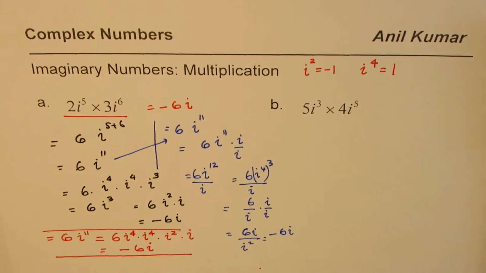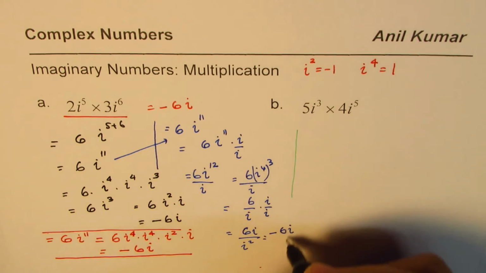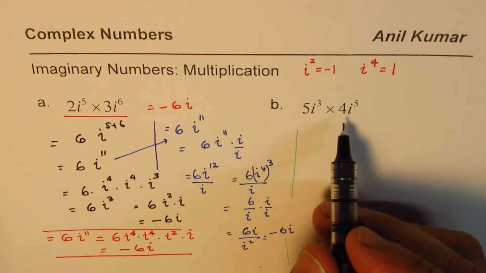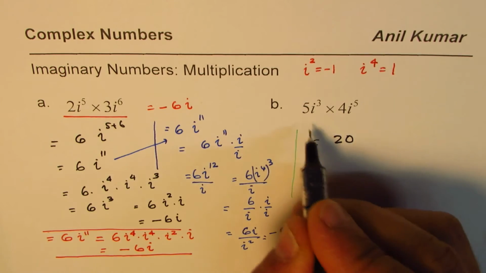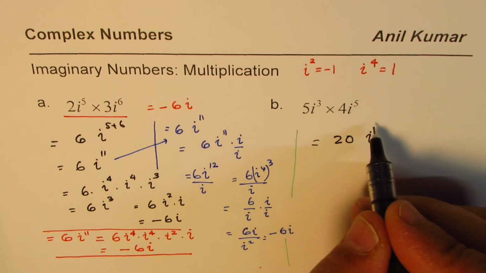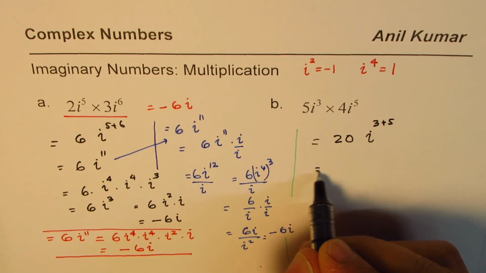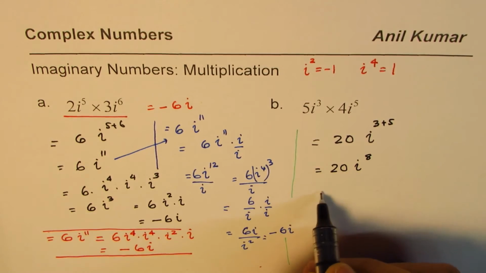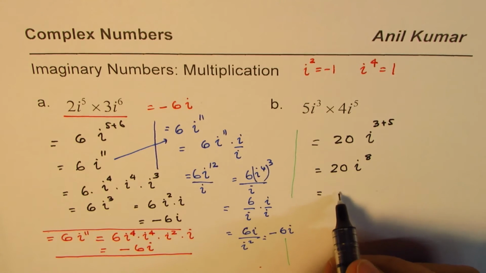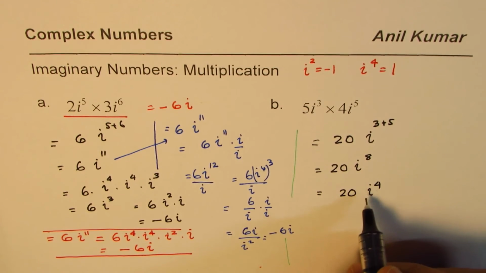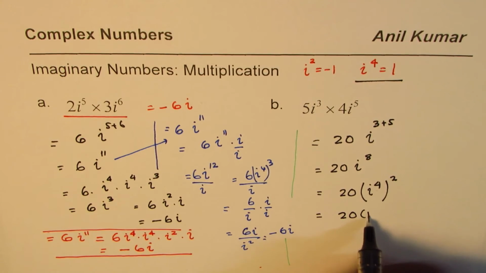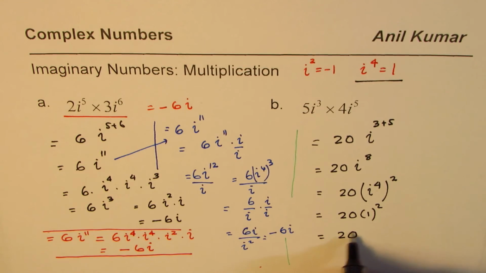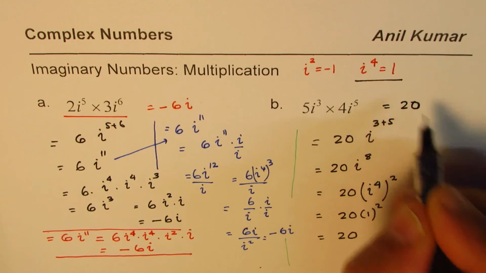Now let's do the next one, and you decide which method is best. You can pause the video, answer this question, then look into my suggestion. Let's multiply 5 and 4, you get 20, and the i exponent is 3 plus 5, which is 8. So 20 i to the power of 8. i to the power of 8 is a multiple of 4. I could write this as 20 times i to the power of 4 squared. Since we know i to the power of 4 is 1, the answer is 20 times 1 squared, which is indeed 20. So this is a real number, 20.